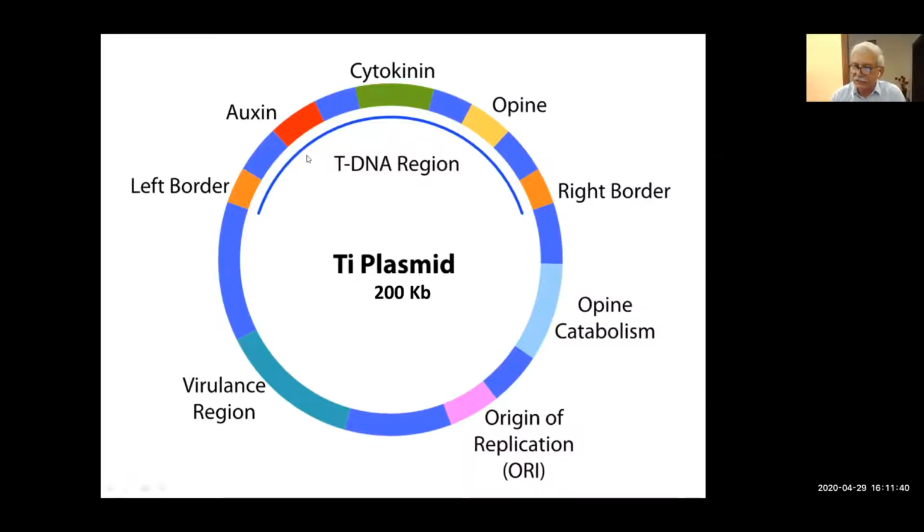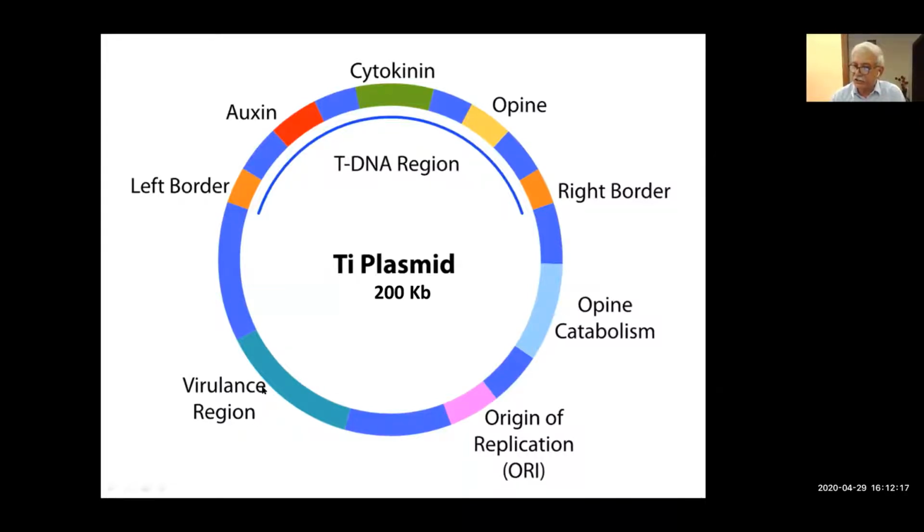Are you clear about that? The virulence region is not required to be transferred to the plant genome. It is required by agrobacterium to infect the plant cell. So the plasmid in agrobacterium contains the virulence region, and this region will be used by the agrobacterium for infection of the plant. This may not essentially be in the plant genome, but I will tell you later.